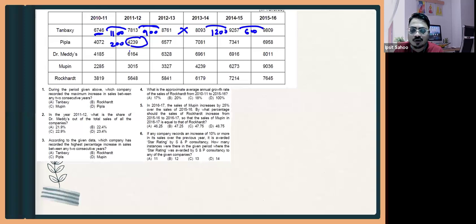4200 का half क्या होगा? 2100 होगा. क्या आप बोल सकते हो कि 2100 से भी ज्यादा है? ऐसे बोल सकते हो all of you? Can you say this is a more than a 50% increase?